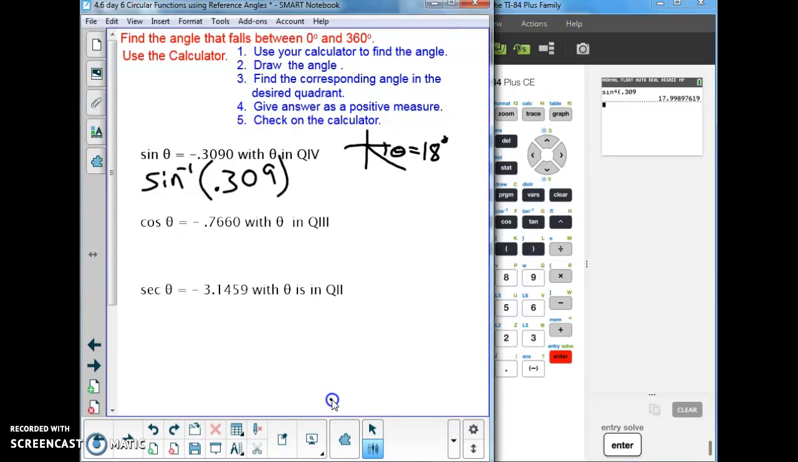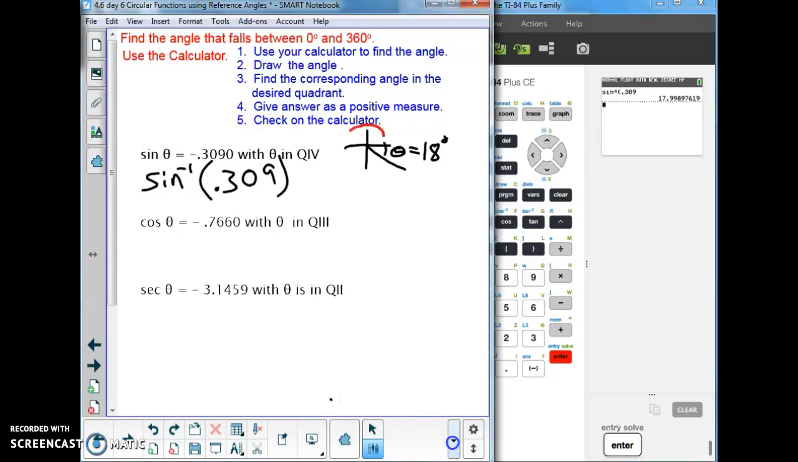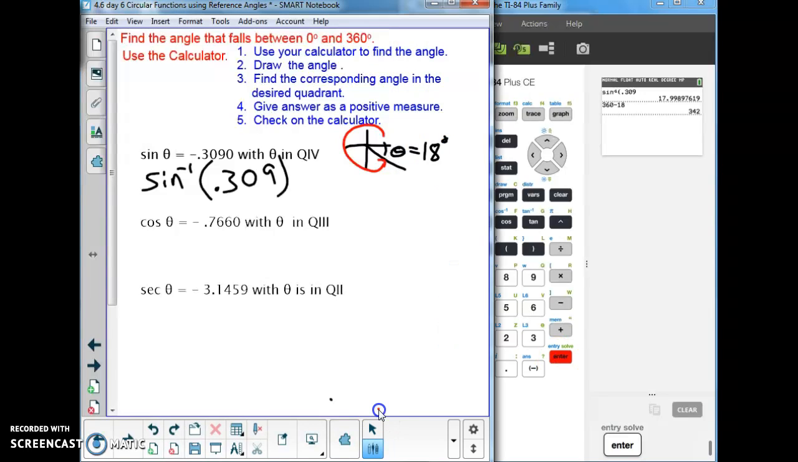Well, that's really just a reference angle. That tells me how far from the x-axis it is. So if I'm 18 degrees away from the x-axis, that means my real angle, if I were to go all the way around and stop just 18 degrees shy, would be 360 minus 18, and that's going to give me 342. So my real answer here is going to be 342 degrees.